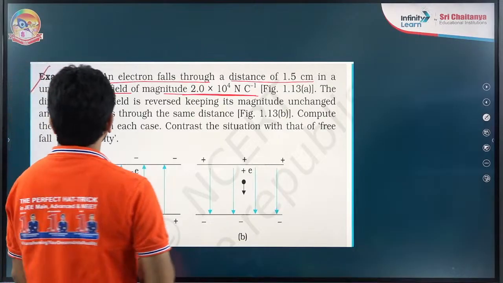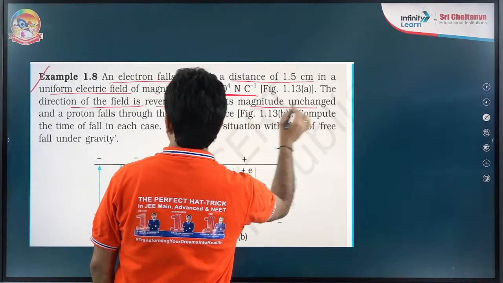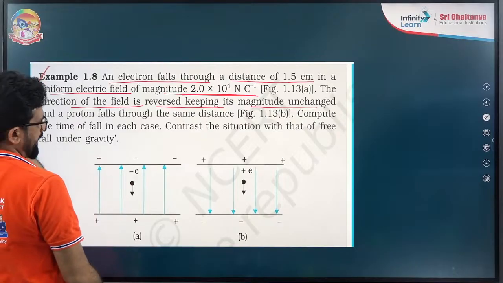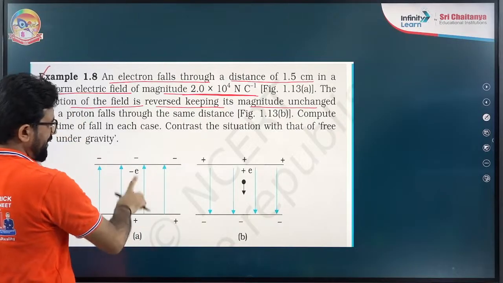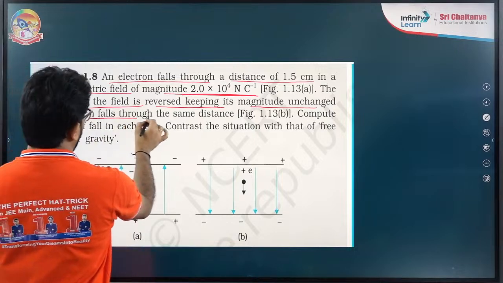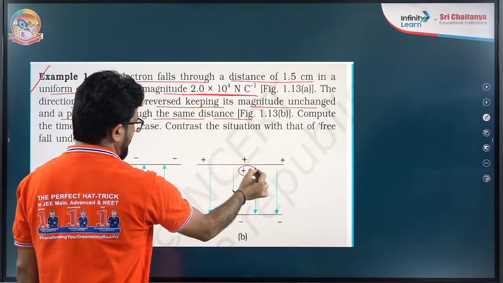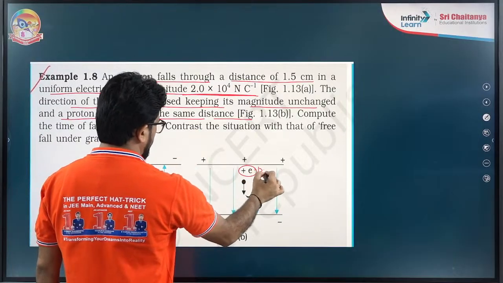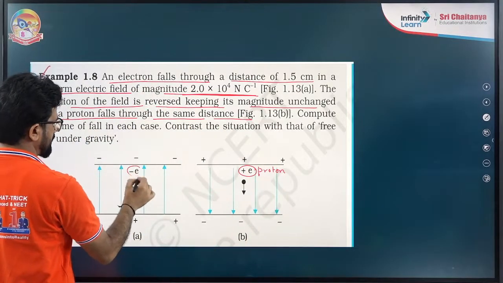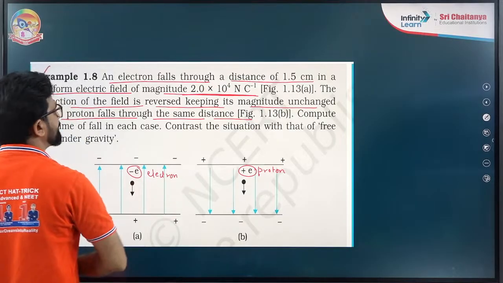Now, the direction of the field is reversed, keeping its magnitude unchanged. Direction is reversed. Initially upward, then it becomes downward. A proton falls through the same distance. This is a proton, try to understand it. It is not an electron. Field direction reversed. This is an electron, don't confuse. These are two diagrams.